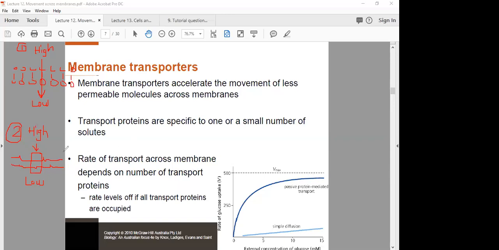Okay, so that's our second mechanism. It's called facilitated passive diffusion. So it's still passive, still doesn't require an input of energy by the cell, and it still requires that concentration gradient. But it's just much faster and more efficient because the substance is moving through a specific transport protein.